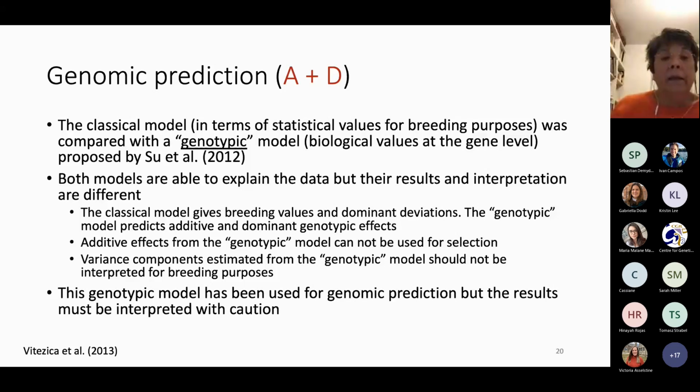The other thing is that the additive effect from the genotypic model cannot be used for selection, and the variance component that you estimate with this model should not be interpreted for breeding purpose and should not be compared with the pedigree-based variance component. So this model is useful, and it has been used for genomic prediction, but the results must be interpreted with caution.